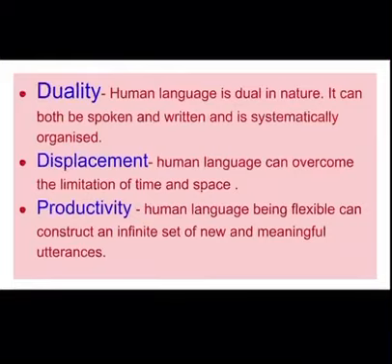Third property of language is displacement. The displacement property of human language can overcome the limitations of time and space. It allows us to think of and communicate about something or someone that is not immediately present. For example, we can discuss last night's events, so it can overcome the limitation of time and space.